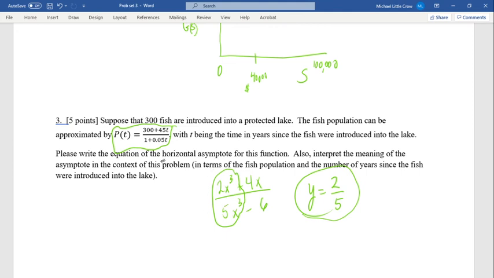And remember, if the degree of the bottom was larger, say this was x to the fourth, then the horizontal asymptote would be 0. But then try to think about what that means in terms of the context. If you want, you can again graph this and see what happens, and you'll see that whatever that horizontal asymptote is, you'll see it on the graph. Okay, and kind of explain that out.